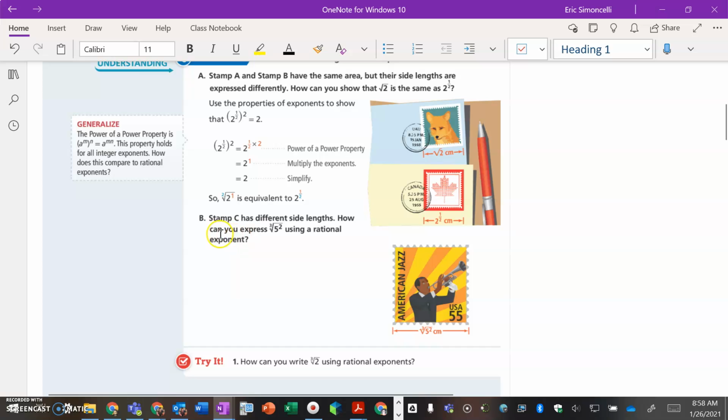Moving on, part B. Stamp C has different side lengths. How can you express the cube root of 5 squared using a rational exponent? Okay, so now we're going to go ahead and utilize similar aspects as it's denoting here, as remember the square root of 2 to the 1st being equivalent to 2 to the 1/2 power. So the cube root of 5 squared should be equivalent to 5 to the 2/3 power.